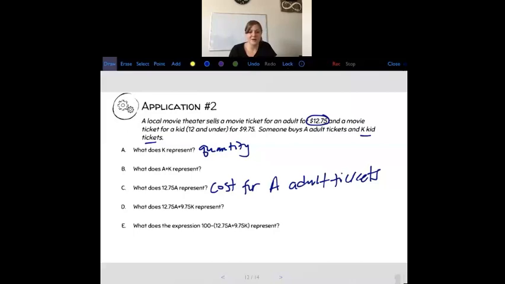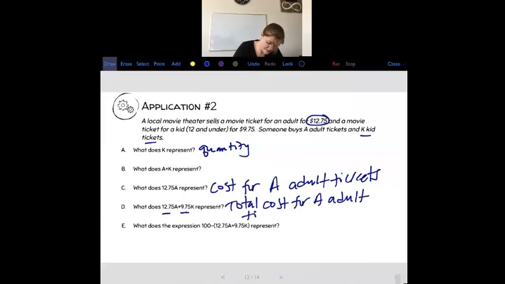Okay. Similarly, part D, what does 12.75A plus 9.75K represent? Again, we're dealing with cost because the numbers, the coefficients of A and K, the numbers in front, are dealing with cost. This is a total cost. So this is A adult tickets, K kid tickets purchased. So this is total cost for A adult tickets and K kid tickets.